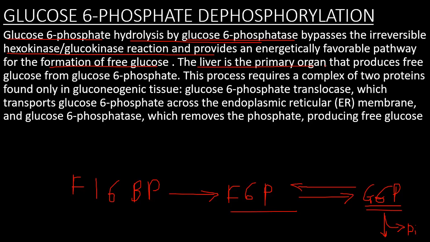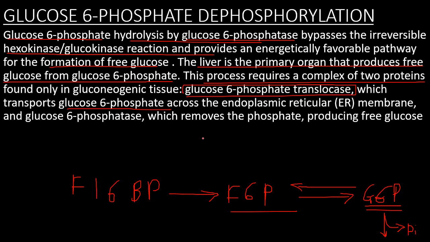Now, the liver is the primary organ that produces free glucose from glucose 6-phosphate, and this process requires a complex of 2 proteins. We require 2 proteins because glucose 6-phosphatase is found in the lumen of the endoplasmic reticulum. So you require first a glucose 6-phosphate translocase so as to transport the glucose 6-phosphate from the cytosol to the lumen of endoplasmic reticulum. Then you require the enzyme itself, the glucose 6-phosphatase, to dephosphorylate glucose 6-phosphate to form free glucose.